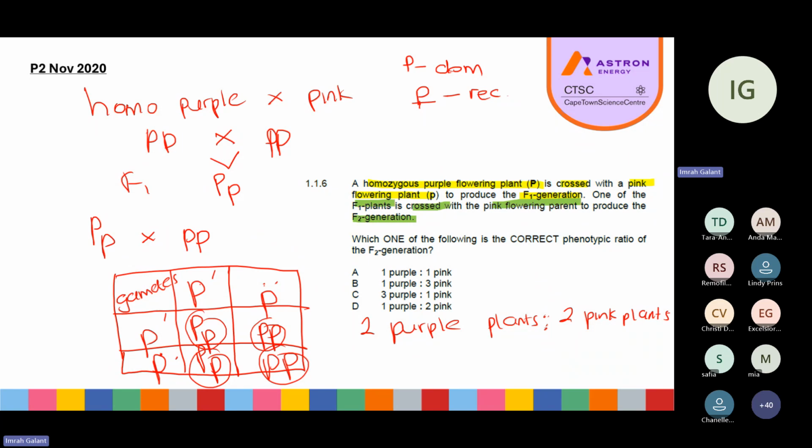Now if we look at the answers provided, there is no ratio of two purple plants to two pink plants. But remember, this is a ratio, so we simplify as far as possible. You just divide by 2 on each side, and then you have one purple plant and one pink plant. That looks similar to answer A. So for 1.1.6, your answer is A, one purple and one pink plant. Okay, then moving on to the next question.